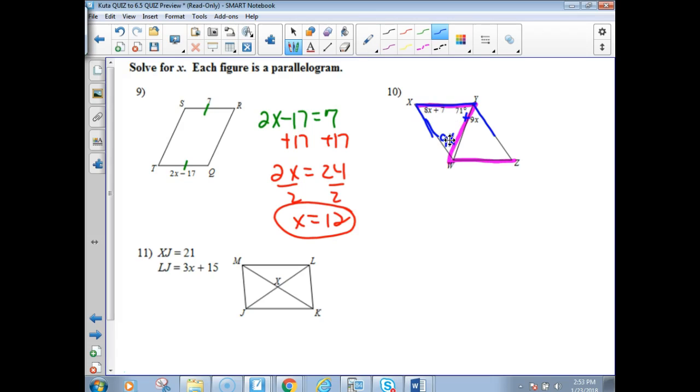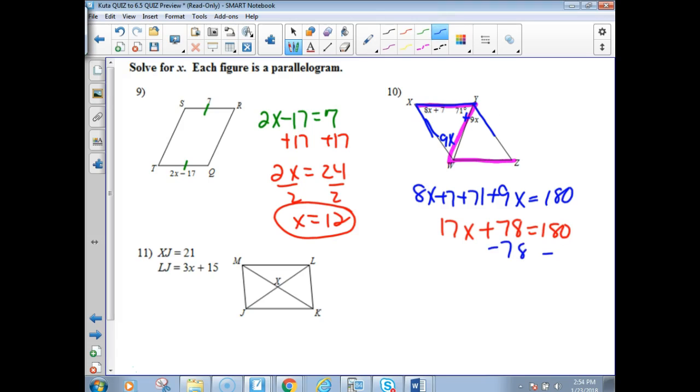And then these 3 angles are in a triangle, which would add up to 180. So no matter what you do, 8x plus 7 plus 71 plus 9x adds up to 180. 8x and 9x, 17x. 7 plus 71 is 78. Combine your like terms. Subtract 78 from both sides. We get 17x is 102. And then we're going to divide by 17 and find out x is 6.